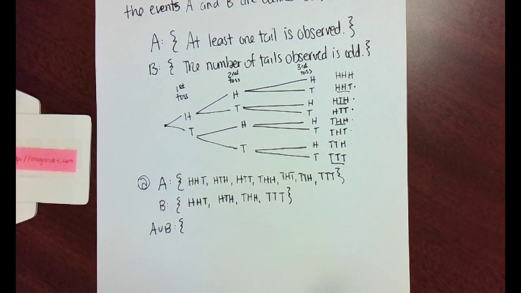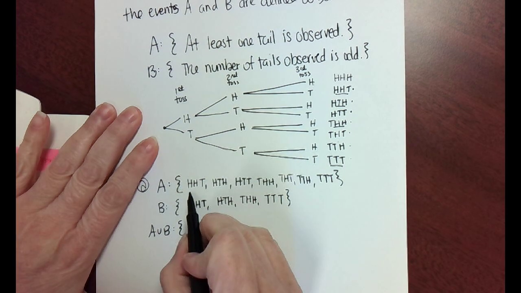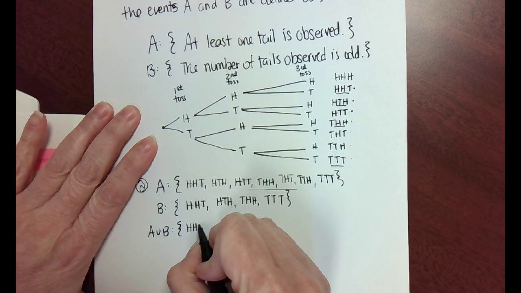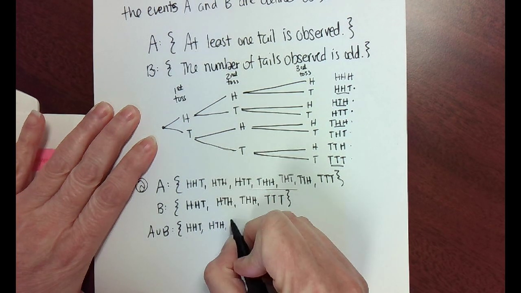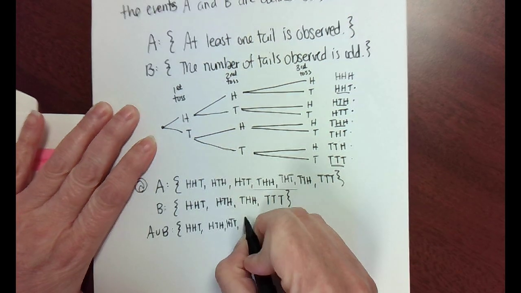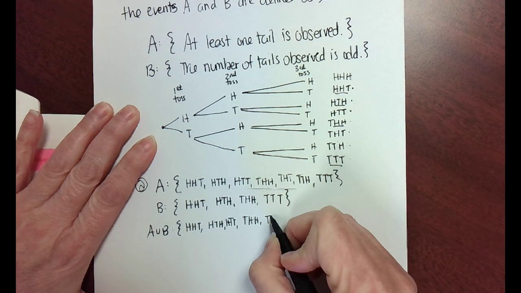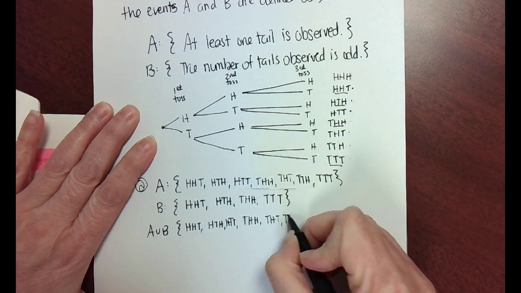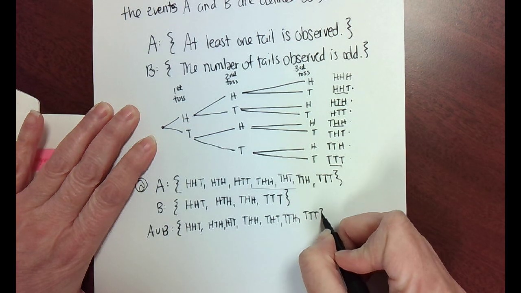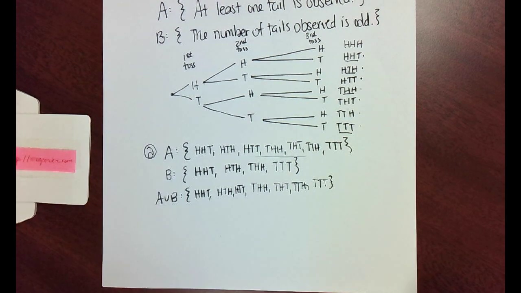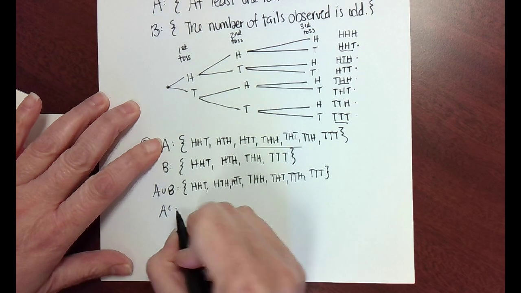Okay, so then it asks us to list the sample space of the union of A and B. When we do the union of A and B, it is basically putting A and B together so that we have everything that's in A and everything that's in B combined into one set. But then we don't list the duplicates. We list everything only one time. And so the union of A and B is going to be everything that's in A. So I'm going to jot those down here: HHT, HTH, HTT, THH, THT, TTH, TTT.